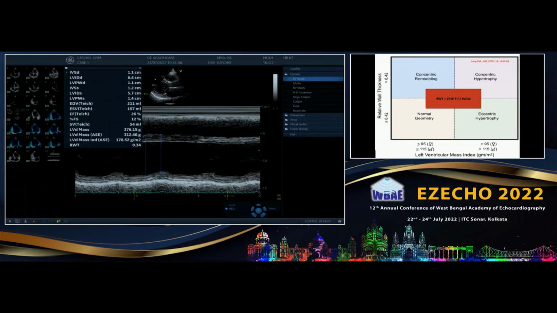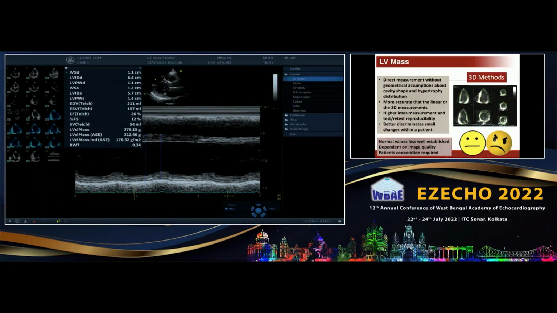High mass and relative wall thickness is high. So we are in the, no, sorry, we got it less, correct. Less. So that means your dimension has increased. So it is less than 0.42. So you are here, eccentric hypertrophy.